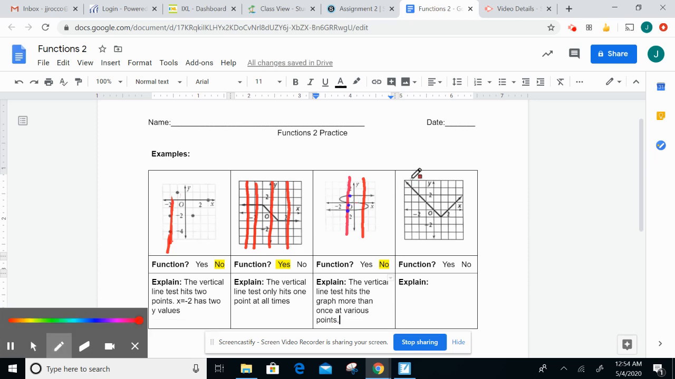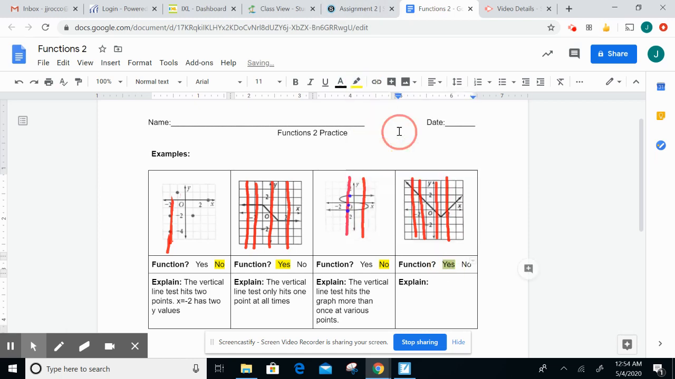And the final one, you can see it only hits 1 point at a time. It doesn't go back on itself like this one. So the answer is yes, it is a function. And again, for this, it's really easy for the explanation. You just say the vertical line test shows, how about this? The vertical line test, you can write this exactly, only hits 1 point at all times on the graph.